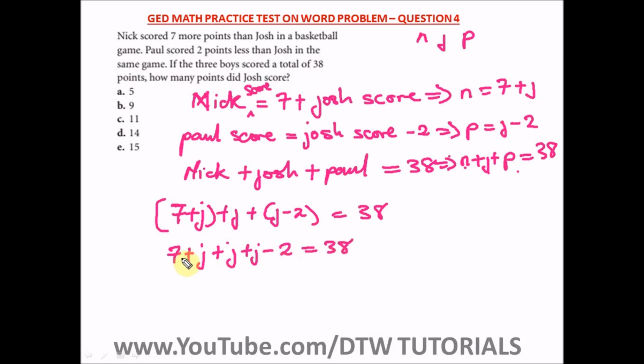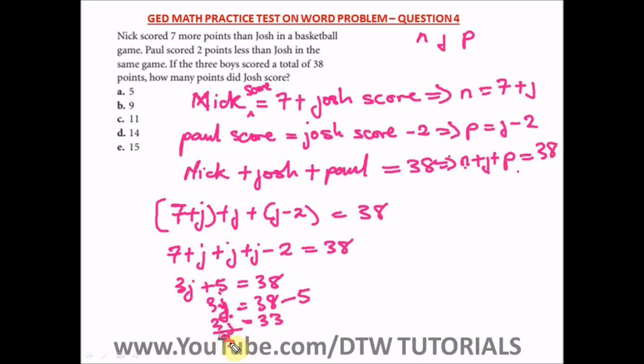So from here, what do we have? We have J plus J plus J, which will give us 3J. Is that not it? We're going to have 3J, and we have 7 minus 2, which will give us a plus 5, equal to 38. So let's take this plus 5 to this side. We have 3J equal to 38. Taking plus 5 to this side, we are going to have a negative 5. And what is 38 minus 5? That will give us 33. So we have 3J equal to 33.